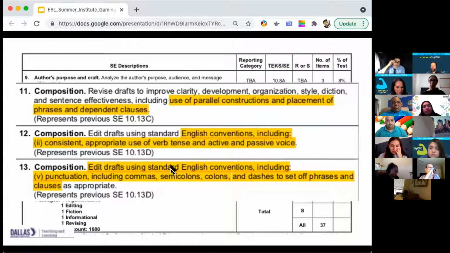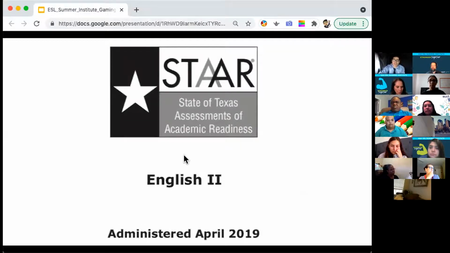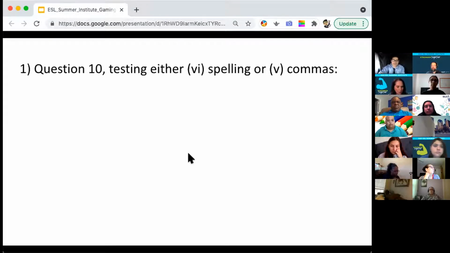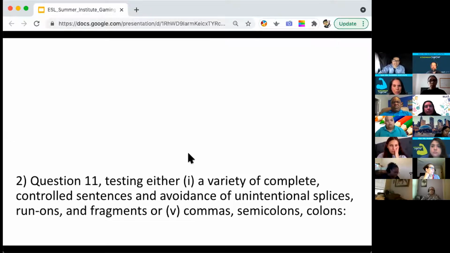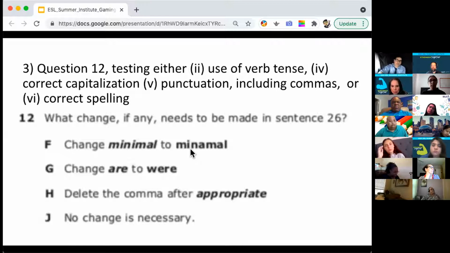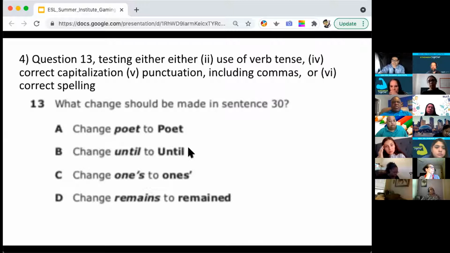The writing is the higher order skills, but if we do not pay attention to those conventions, then they do affect our students' ability to process, to go into the higher, more rigorous levels. I want you to take a quick glance, a gallery walk, toward questions on a recently released STAAR. Notice the types of questions that are asked with respect to verb tense, commas, spelling, capitalization.